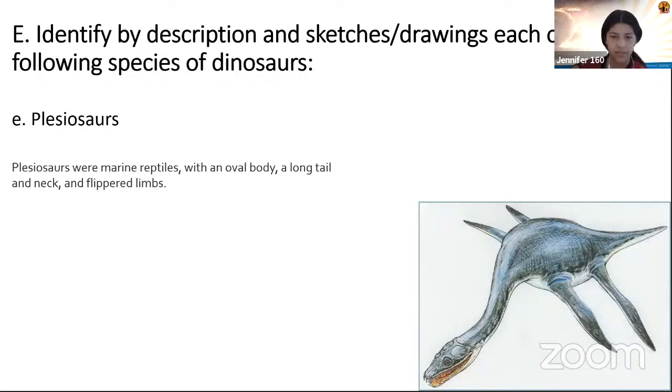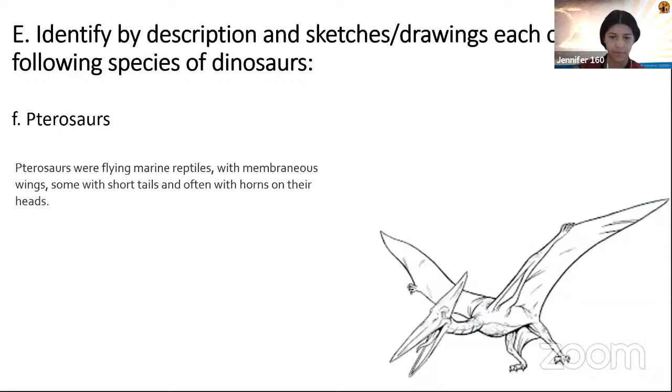The Plesiosaurs were marine reptiles with an oval body, a long tail and neck, and flippered legs. The Pterosaurs were flying reptiles with membranous wings. Some had short tails and often horns on their heads. An example would be the Quetzalcoatlus.